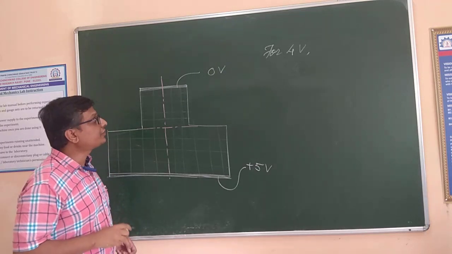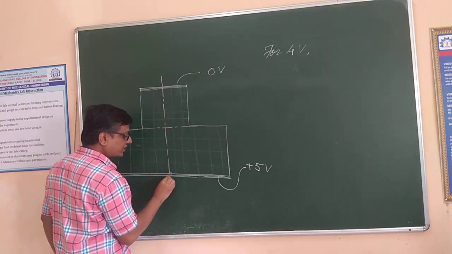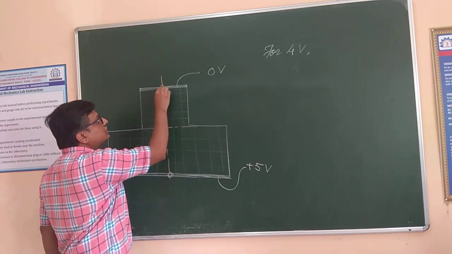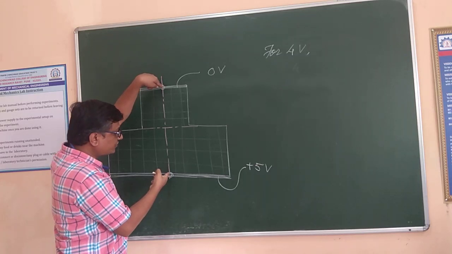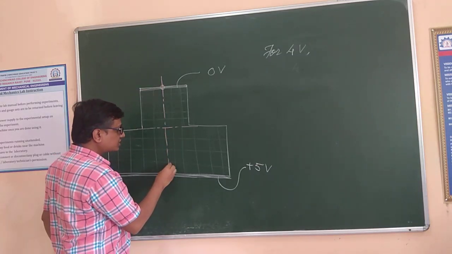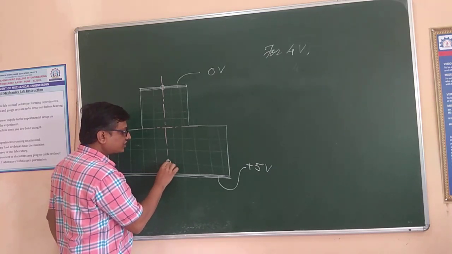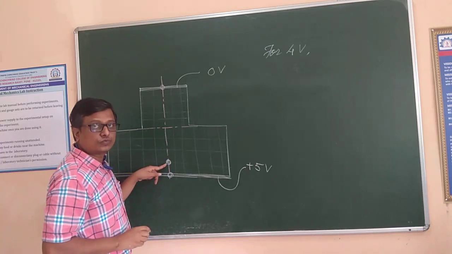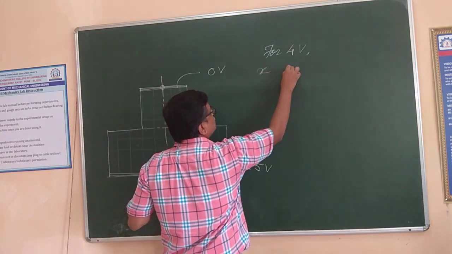Now what we have done at the beginning, for 4 volt we have taken a point somewhere. Here the voltage is 5 volt, here the voltage is 0 volt. So there is a potential difference between these 2 points, and if I move from this point to that point, the potential will keep on decreasing. If I move a little distance ahead, somewhere I will get the potential of 4 volt at this point. So we have noted down the coordinates of this point.